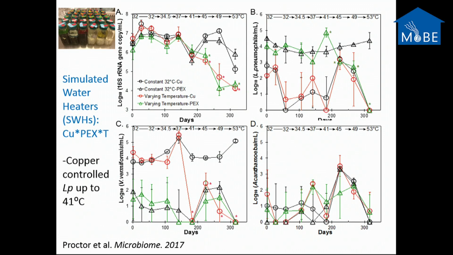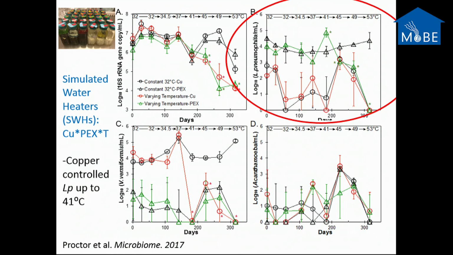So this is a study where we used these glass bottles to simulate water heaters and added PEX, which is a plastic pipe material, and we know it leaches organic carbon, and copper, which is known to be an antimicrobial. And so we increased the temperature with time, and we saw a reduction in bacteria, as well as Legionella. The colored ones are the ones where the temperature was reduced. Where the temperature stayed stable, the bacteria, or the Legionella, preferred PEX in this study.